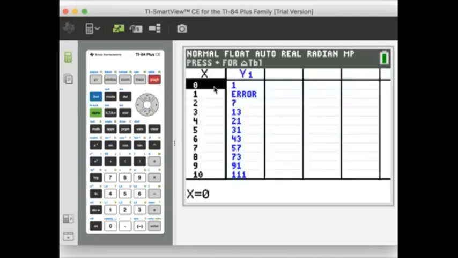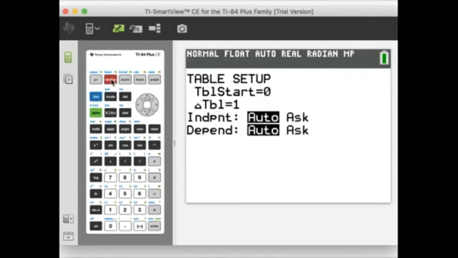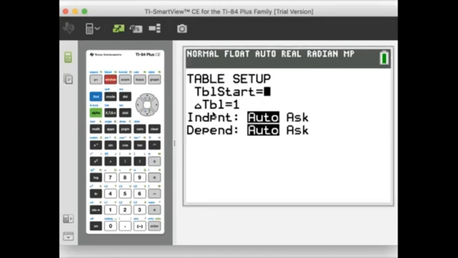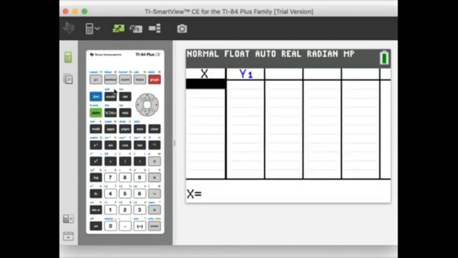Notice here that the change in x is moving by 1. If you look at the way that the table is set up by hitting second window, our delta table is 1. So we're not going to mess with that. The way that we're actually going to change how it's moving is down here, where independent means independent variable x. Instead of it being automatic, where it automatically moves by 1, we're going to click on ask. So now when you go to your table, notice that it's blank.